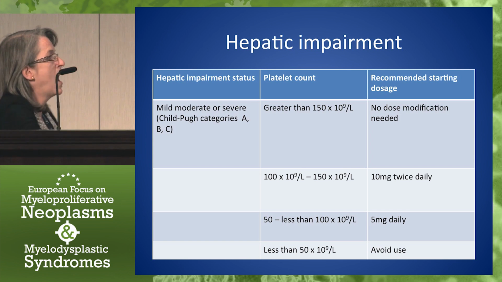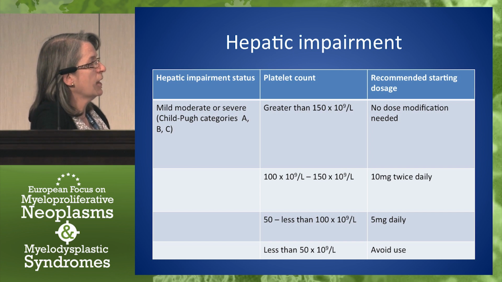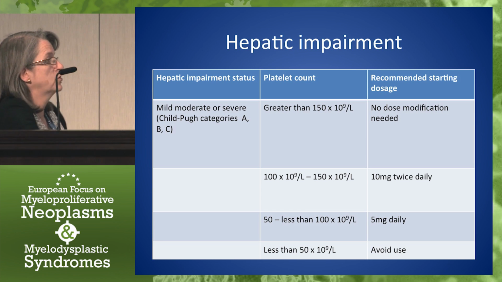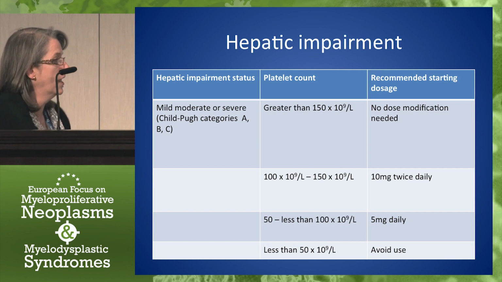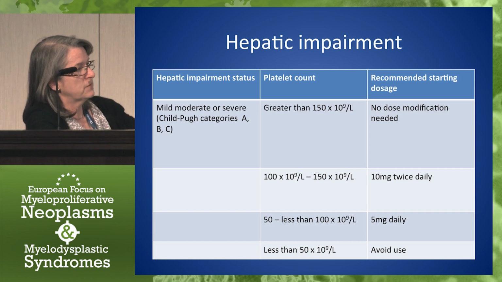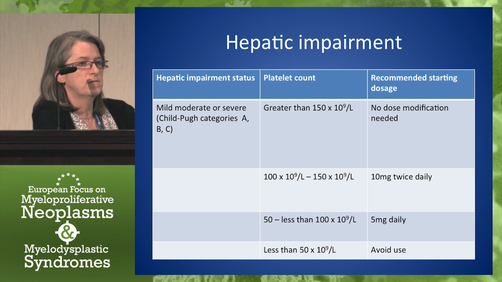The other one is hepatic impairment. What I did when I prepared this slide, this was the first set of information I got, which said mild, moderate, severe hepatic impairment. If the platelets were greater than 150, no dose modification. Otherwise, with a lower platelet count, you do need dose modification. Interestingly, there are two different versions of this. This is actually the US Novartis information.